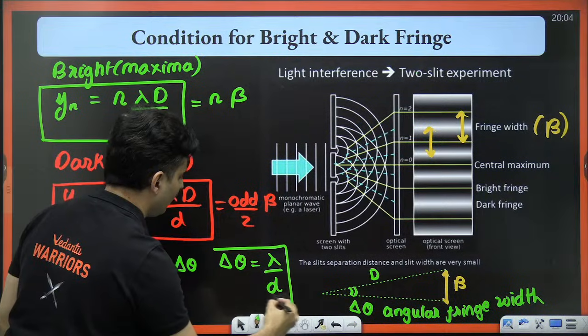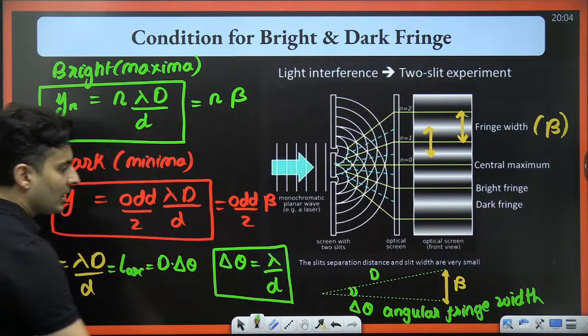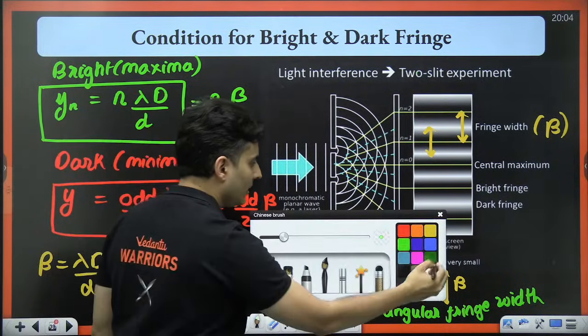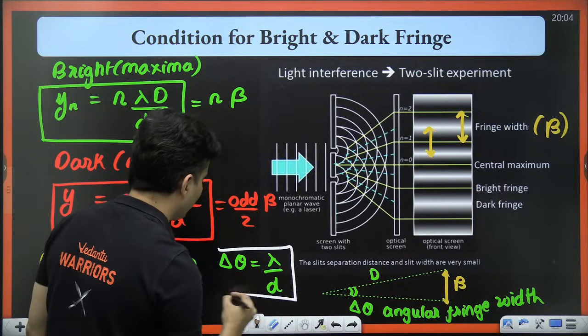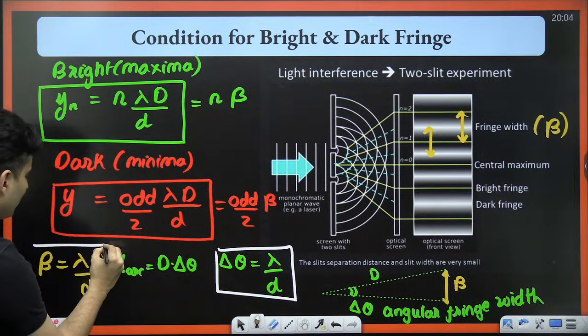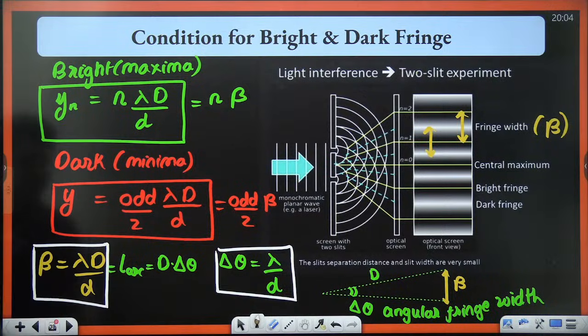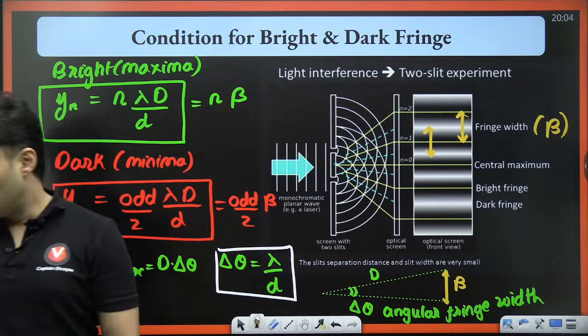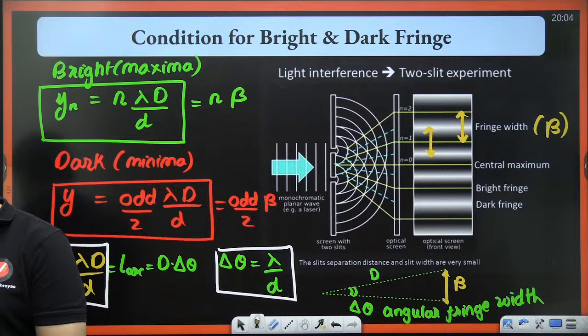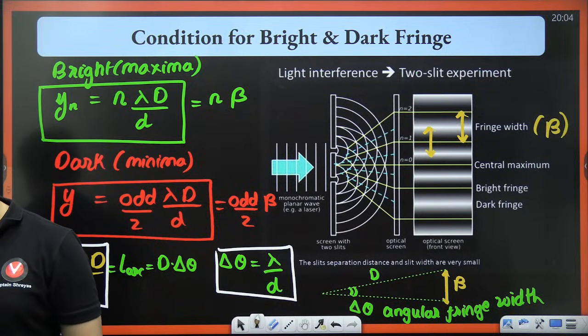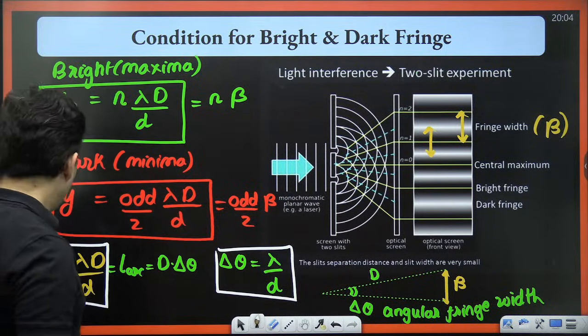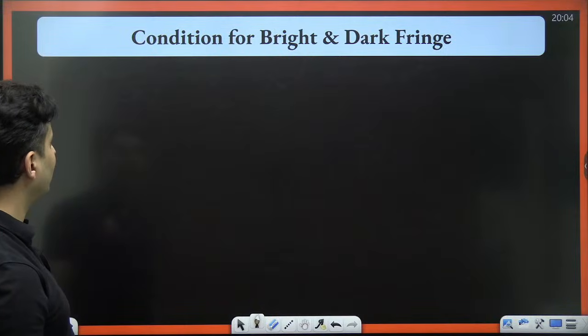So this is another formula which you must know. Keep all these things in mind. This is angular fringe width. This is just your fringe width, lambda d by d. Okay, all these are very, very important. Is that clear, everyone? Now let's go to the numbering part as well.